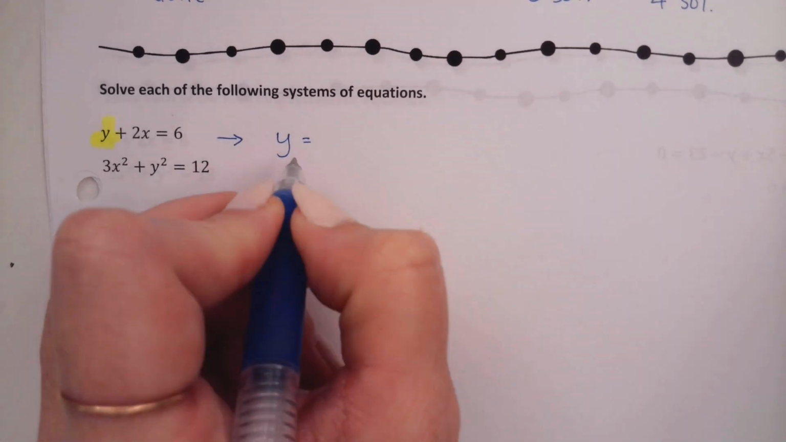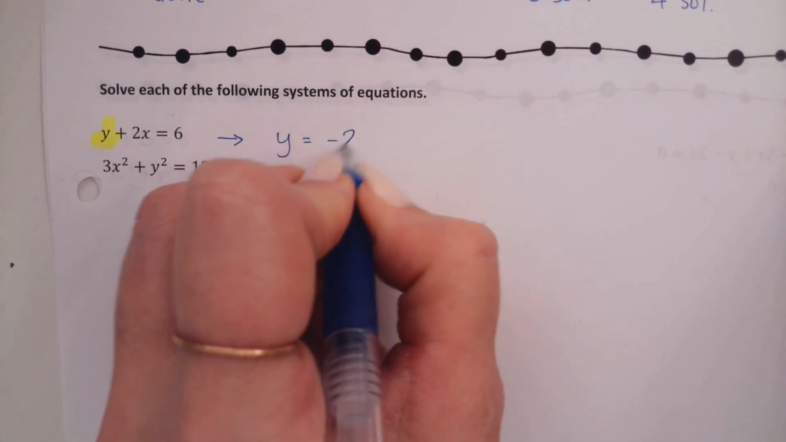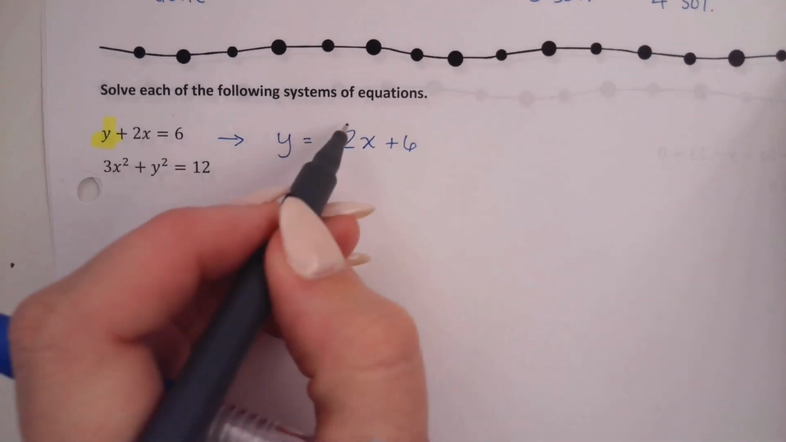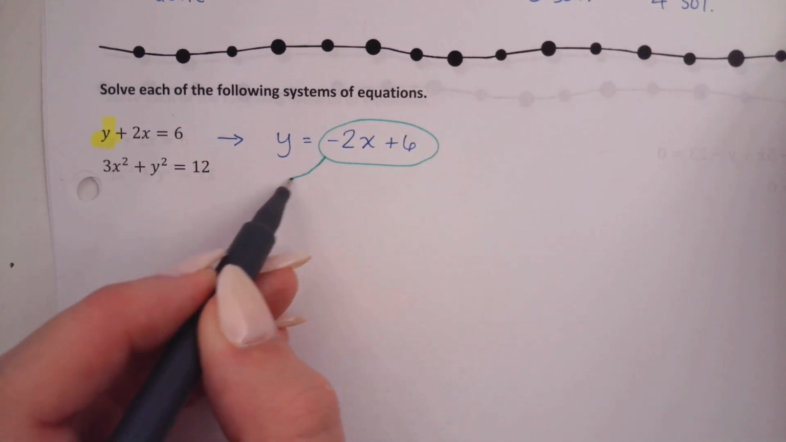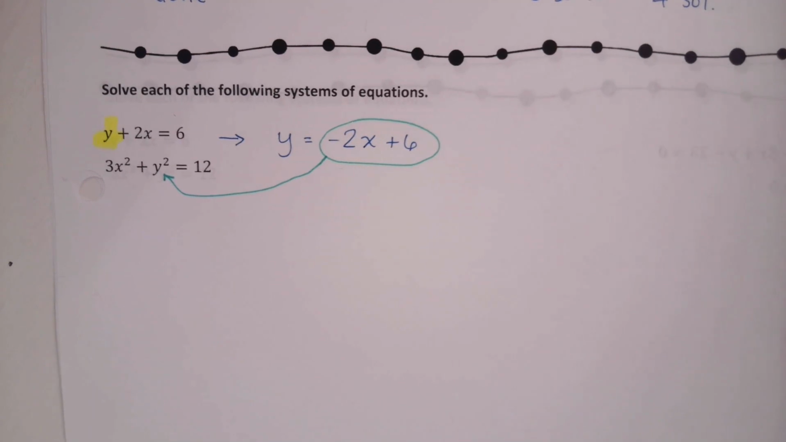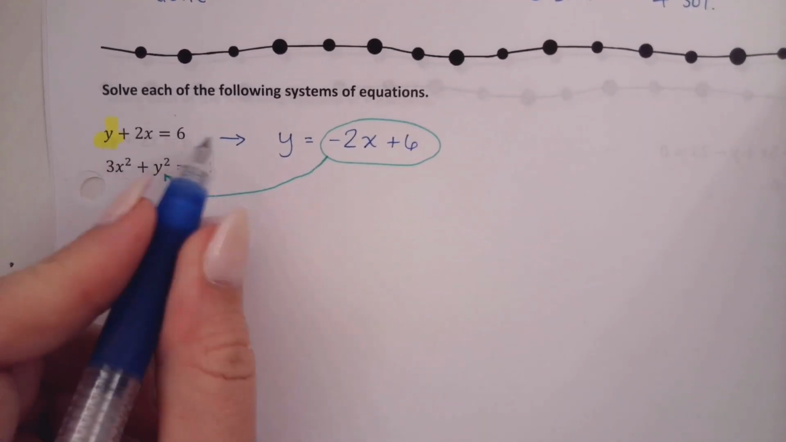y equals negative 2x plus 3. Then we'll take what that y is equal to, and we're going to substitute it into the other equation in place of its y. In that other equation, can you tell what shape that is? It is not a circle. That's an ellipse. Good. The top one is a line.